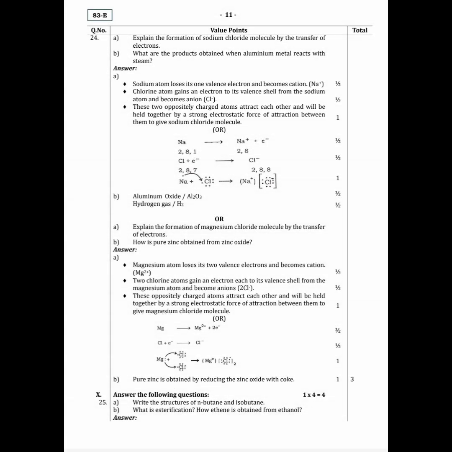Question number 24. Explain the formation of sodium chloride molecule by the transfer of electrons. Subquestion B. What are the products obtained when aluminium metal reacts with steam?